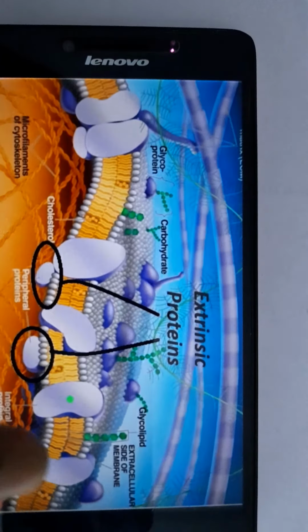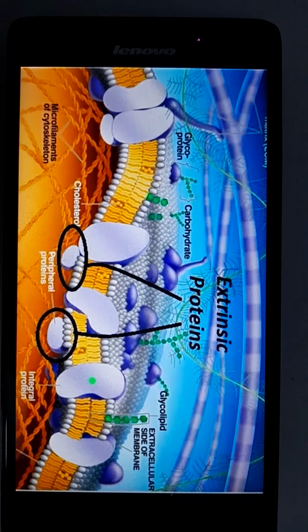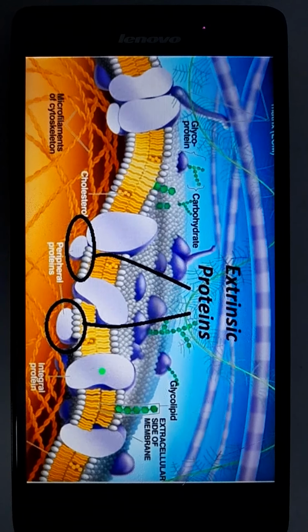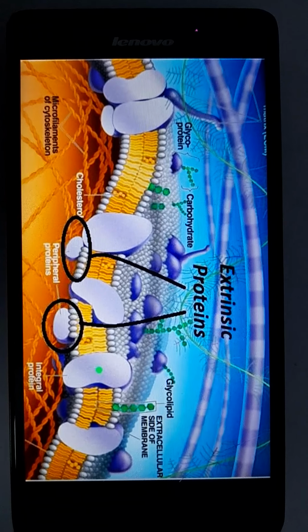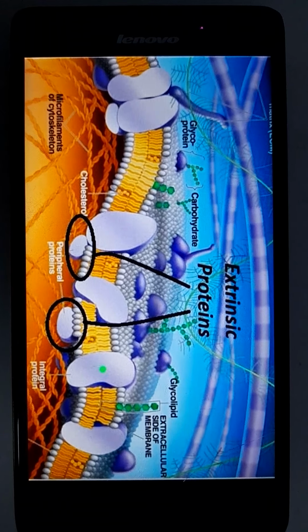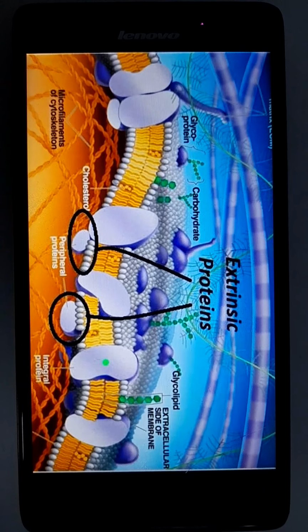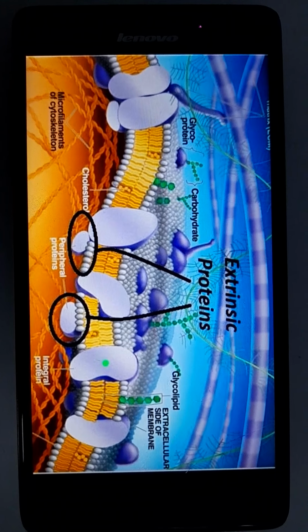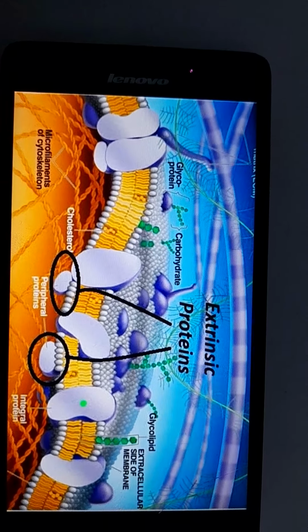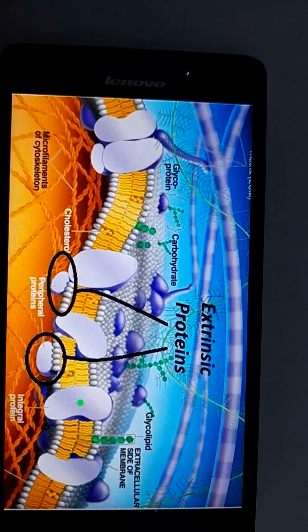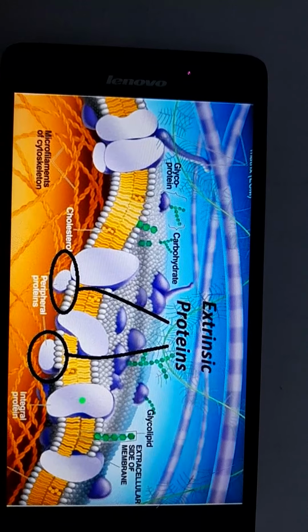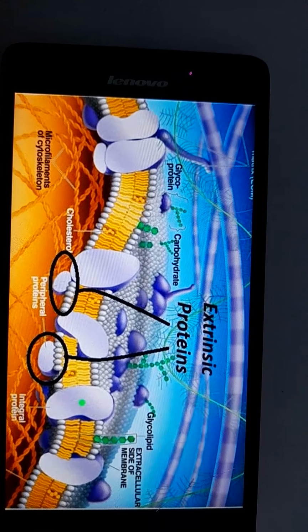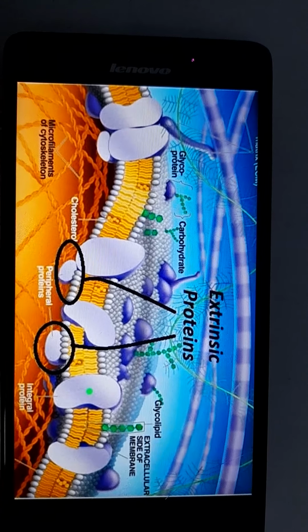Proteins are arranged here and there. In plasma membrane composition, proteins occupy a major part, 20 to 70%, generally 50%. Mainly three types of proteins are present in the plasma membrane: structural proteins, functional proteins, and carrier proteins. Structural proteins are involved in the structure of the plasma membrane. Depending on the distribution and position, these structural proteins are of two types: extrinsic and intrinsic.